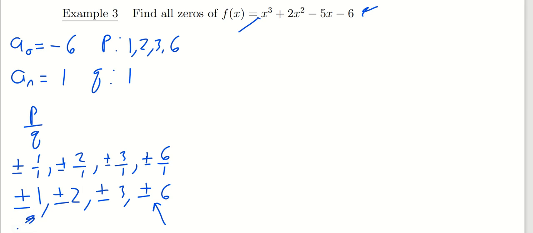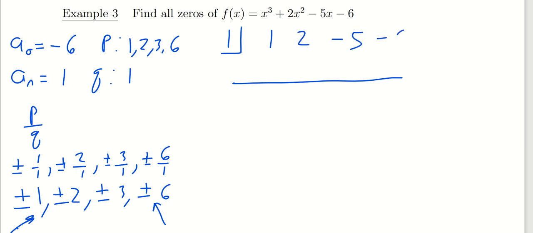And let's start with 1, because 1 is kind of an easy number to work with. So I want to check to see, is 1 a 0 of this function f? To do that, I'm going to use synthetic division, like this. I'm going to plug 1 into my box. The sequence of coefficients now goes directly across. It's 1, 2, negative 5, negative 6. And 1 will be a 0, according to the remainder theorem, if this remainder equals 0.